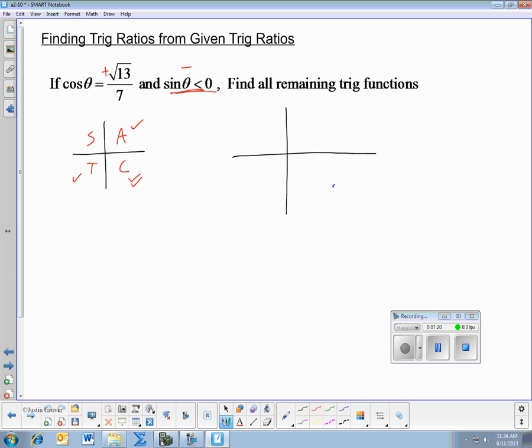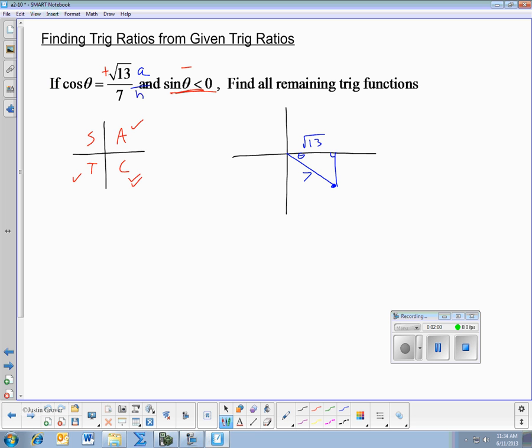And remember, the way to draw a triangle is always connecting the origin to a point and then to the x-axis. And theta is at the origin and the right angle is the vertical and horizontal line. So we know that cosine theta is root 13 over 7, and cosine is adjacent over hypotenuse. So that's giving us two sides. Adjacent is always the x-axis, and the hypotenuse is always the slant line from the point to the origin. What we're missing is the opposite side. But a little Pythagorean theorem can help us determine that.